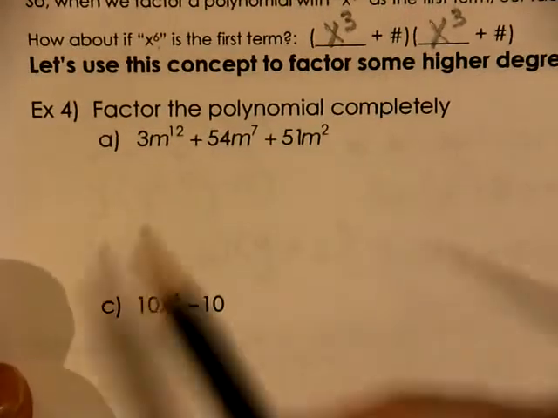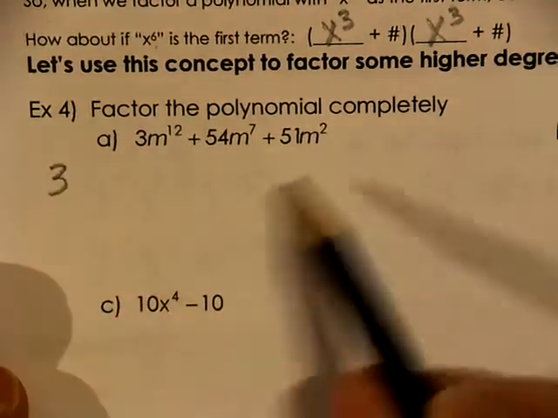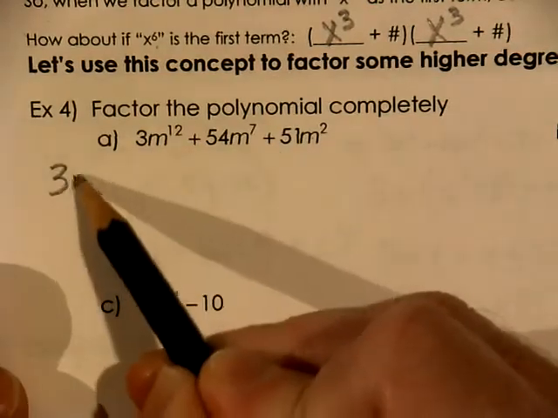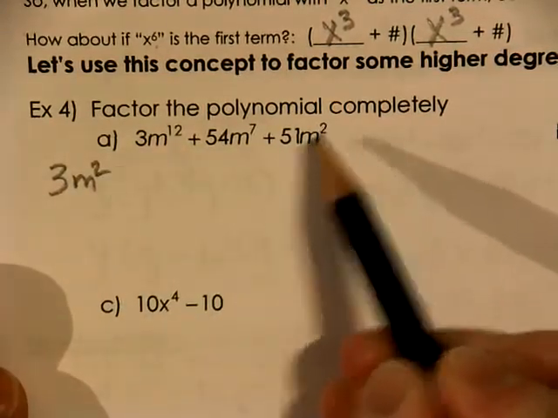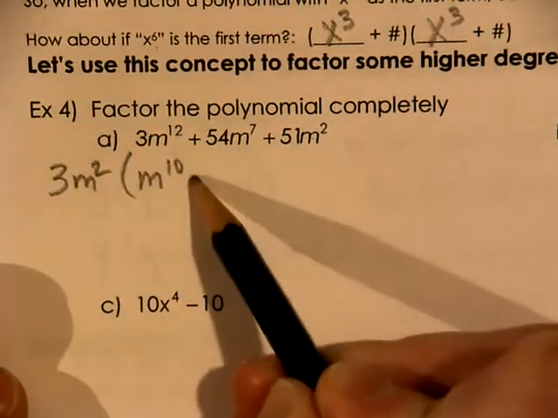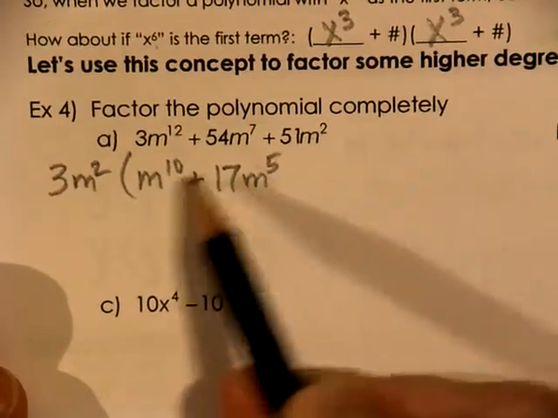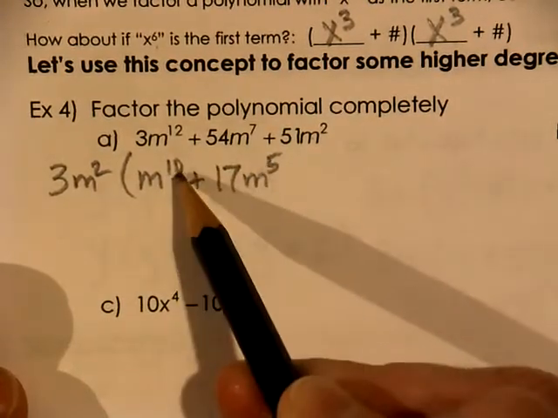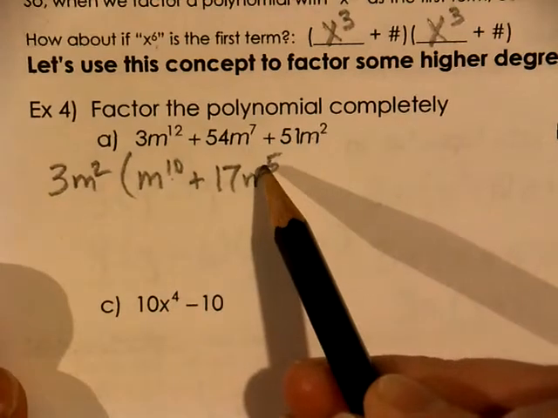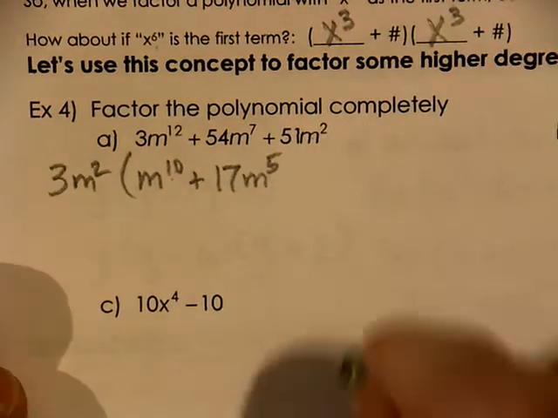So let's take a look here. First of all, we notice there's a GCF, and I have m in all of these, actually an m squared is my smallest exponent. That's going to leave me m to the 10th plus 17m to the 5th. Notice that this is half that size. It's always going to be half that size if it's following this pattern. And this is actually 18.